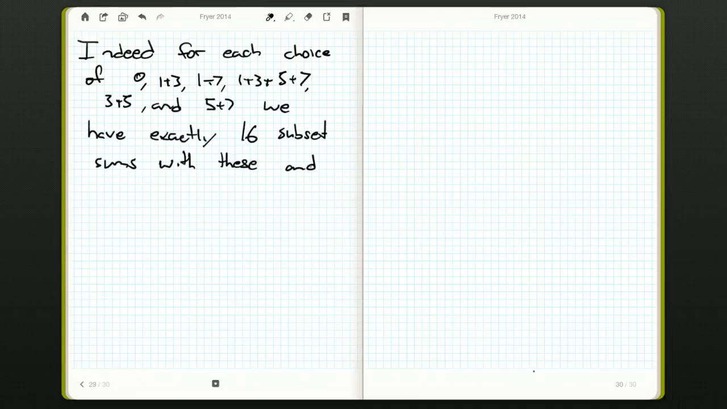Right, if we assume we have 1 plus 3 in our subset sum, then we can either have 4 or not. We can either have 8 or not. We can either have 12 or not. We can either have 16 or not as another term in the sum. So since 1 plus 3 is fixed, each of those other ones, the 4, the 8, the 12, the 16, would give us 2 choices. And that's 2 to the 4, so that's 16 choices.